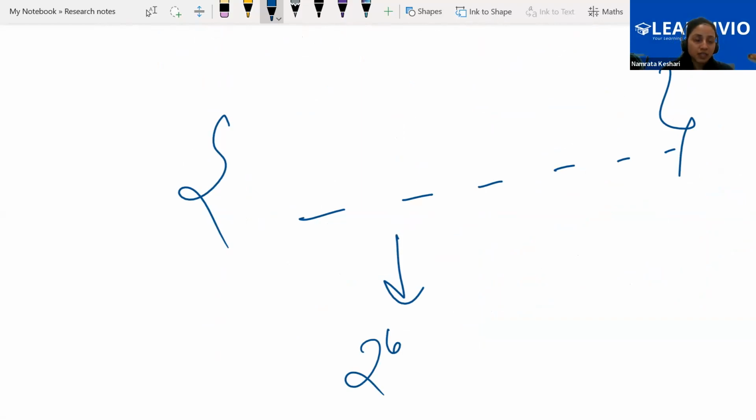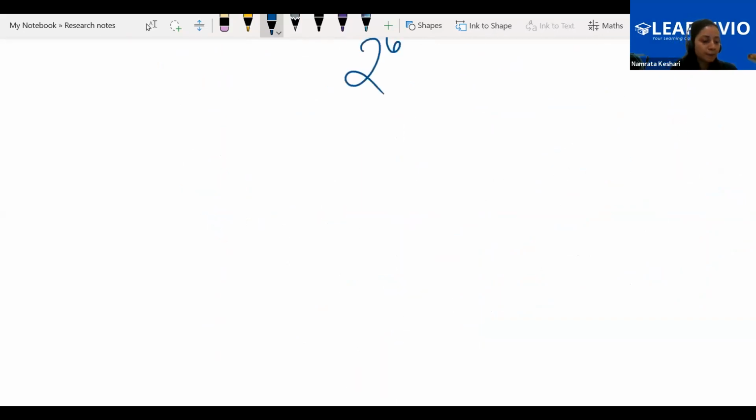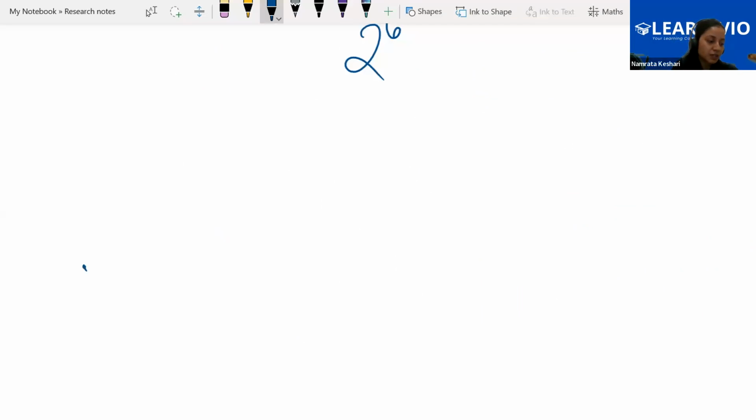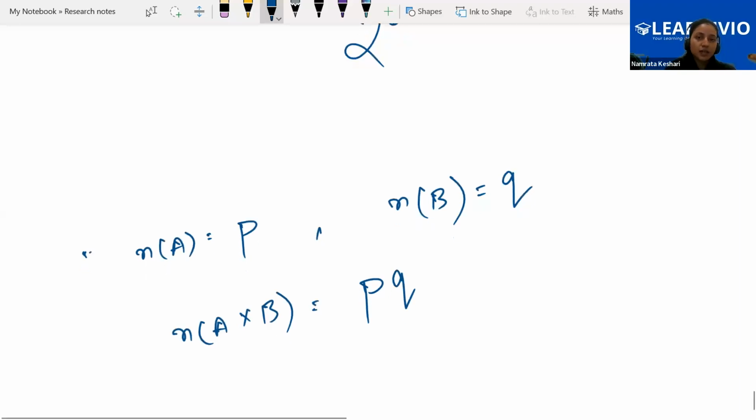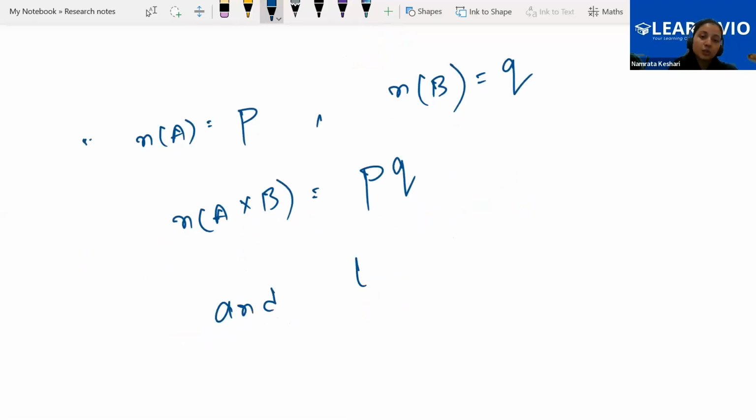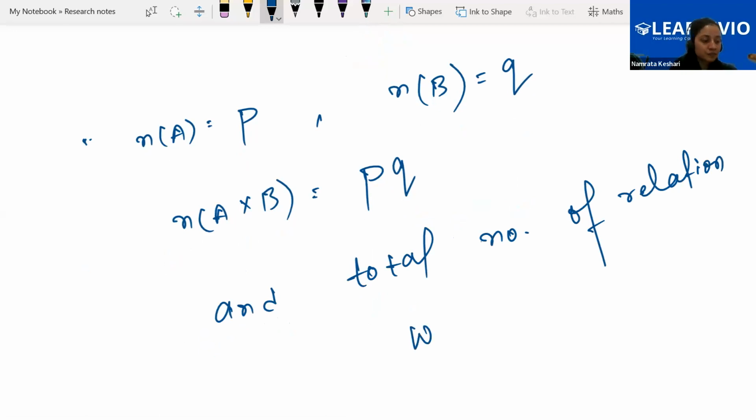Now I'm going to write one statement. Tell me whether it is making sense to you or not. In your book also you will find the same statement: if the number of elements in set A is P and the number of elements in set B is Q, then the number of elements in A cross B is PQ, which we have just seen, and the total number of relations it will generate is 2 to the power PQ. Is it making sense to you?